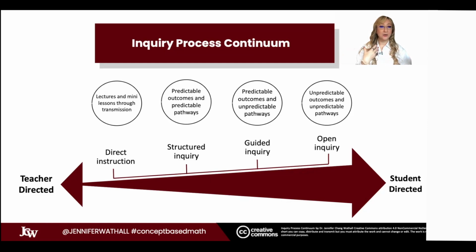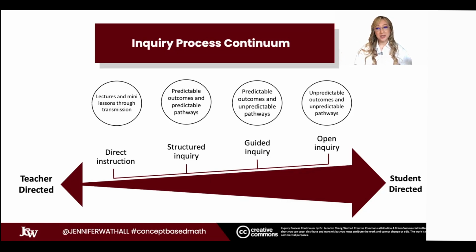So let's say we start off with some direct instruction, where students need some lectures or mini lessons. We transmit some knowledge and skills, the low level rote memorization kind of style. And then we might move into structured inquiry where there's predictable outcomes and predictable pathways. Or the next level is predictable outcomes and unpredictable pathways through guided inquiry. And open inquiry is when there's completely unpredictable outcomes and unpredictable pathways.